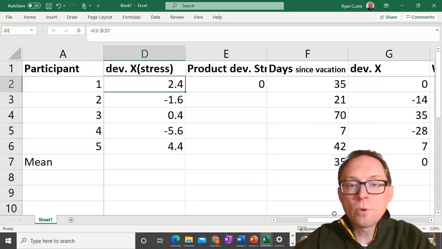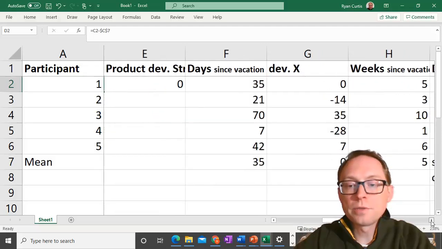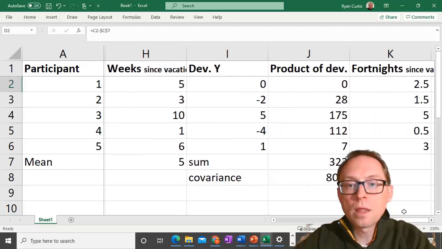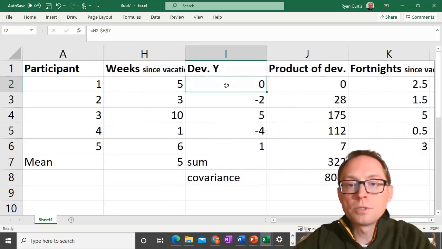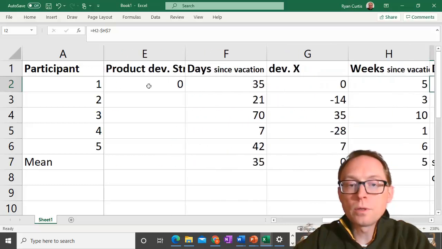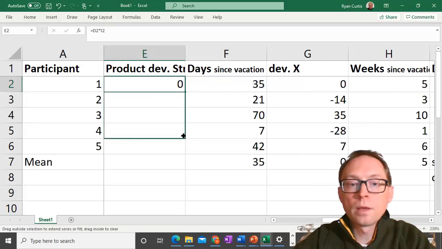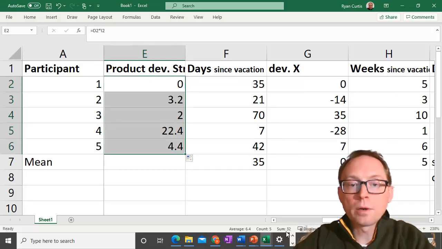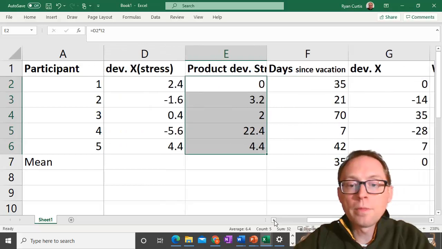So 2.4 is the deviation for stress times 0, which is a deviation for weeks, is going to equal 0. And then we do that for everybody in our group. And there's what you get.